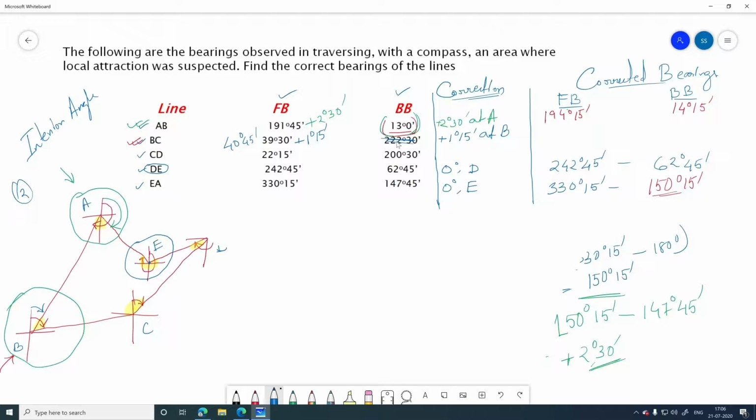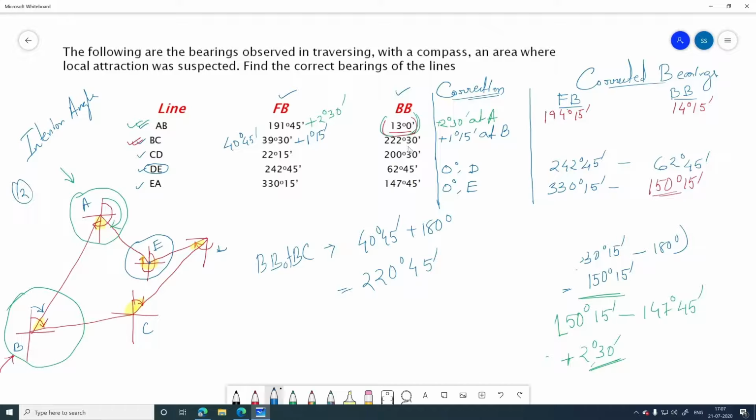So the back bearing of BC will be 40 degree 45 minutes plus 180 degree. So that is 220 degree 45 minutes, that is the corrected value, right. But here it is how much? Here it is 222 degree 30 minutes. That means here we have some extra value.